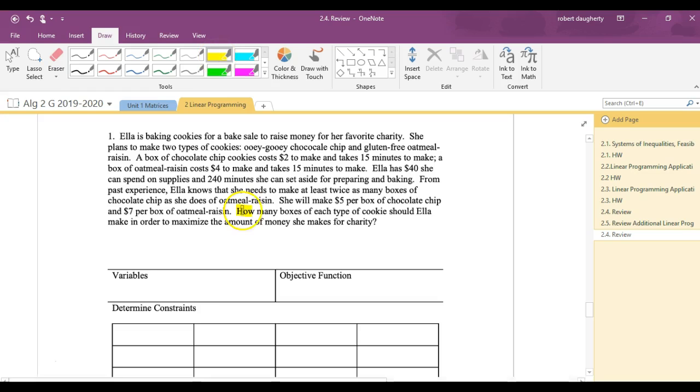Okay, I start to get bogged down and I just go to the question. How many boxes of each type of cookie should she make? Okay, so I don't like variables to be O, so I'm not going to let O be oatmeal. So I'm just going to go with C for chocolate chip and R for raisin. So C is going to be the number of boxes of chocolate chip, and R is going to be the number of boxes of raisin.